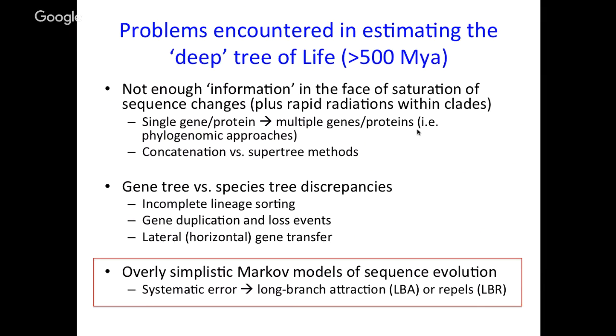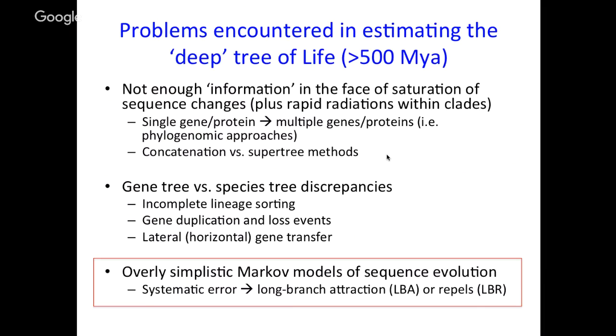What has happened with the rise of next-gen sequencing is the approach of increasing sampling of multiple different genes from many different taxa and using these genes either through concatenation into giant supermatrices of alignments, or taking individual gene trees and somehow synthesizing the information from them using supertree type methods.